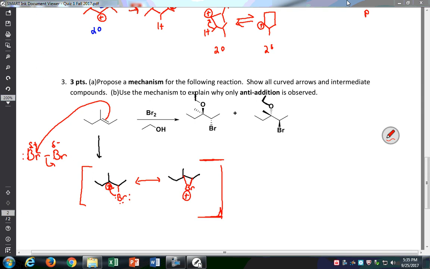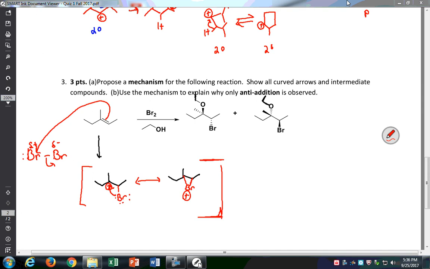There's still partial positive charge on that carbon because of this resonance structure, and it's going to be in the more substituted position. Which is why when our nucleophile attacks, it's going to attack in the more substituted position. Again, just like our epoxide, the bromonium ion blocks the face. This is the intermediate that causes the anti-addition. It's anti because this Br minus does not allow the nucleophile to attack from the side. Sterically, it's taking up too much room.